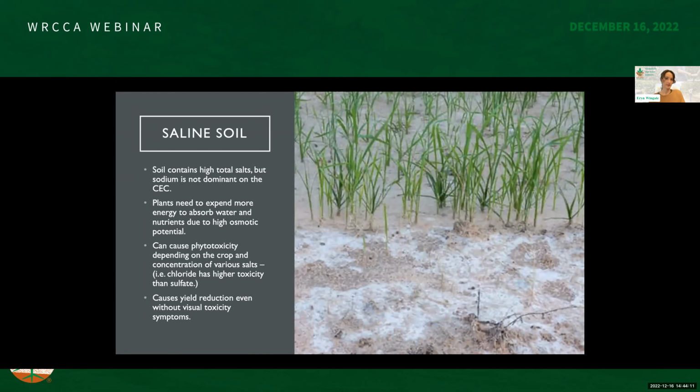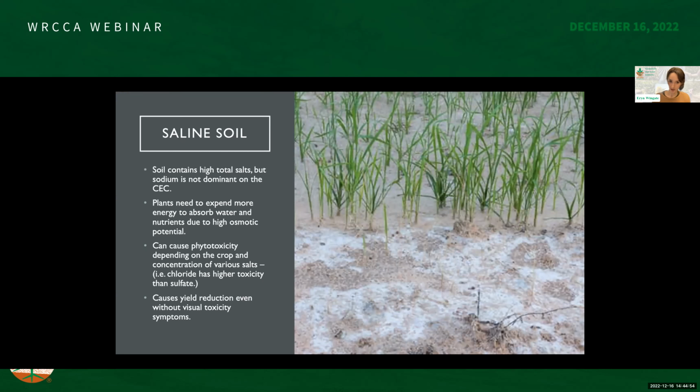So the sodic soil is all about the sodium. What is a saline soil and how is that impacting soil and crop health? This one is high in total salts, but sodium isn't the dominant cation. Plants need to expend more energy to absorb water and nutrients due to that high osmotic potential. If the salt concentration outside of the roots is very high, the plants are having a much harder time absorbing nutrients.